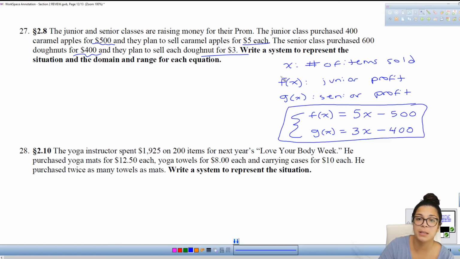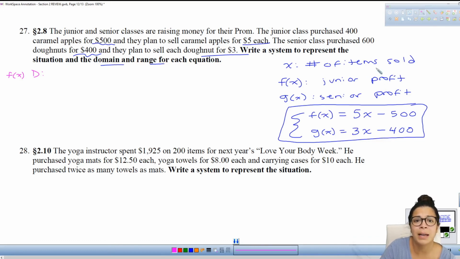They also asked me in this problem to find the domain and the range. So let's go ahead and do that. First, let's write the domain and range for f of x. Okay, so for f of x, the domain, remember the domain is what are the x values that are possible for the function. So for f of x, the juniors, the input is the number of items sold, right? And the output is the amount of money that they make.